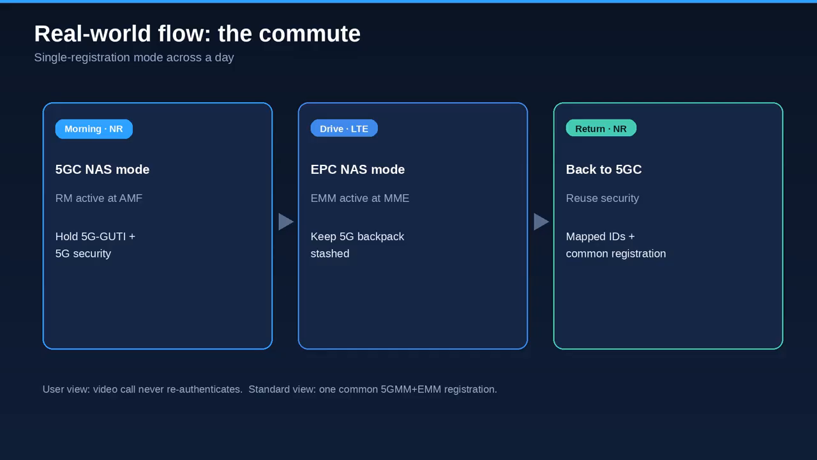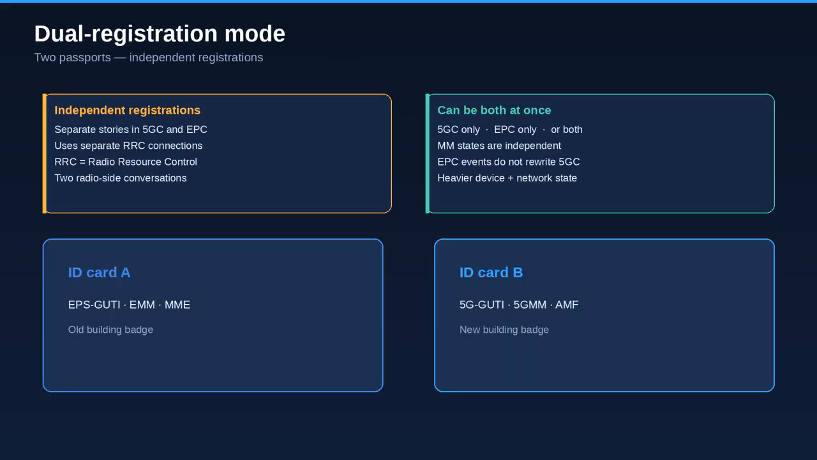Dual registration mode is the two passports model. A UE operating in dual registration mode handles independent registrations for 5GC and EPC using separate RRC connections. RRC is radio resource control, the signaling that sets up and tears down the radio link. Separate RRC connections means the phone can literally maintain two radio-side conversations that do not collapse into one state machine. Unlike single mode's either-or, dual mode can have both.